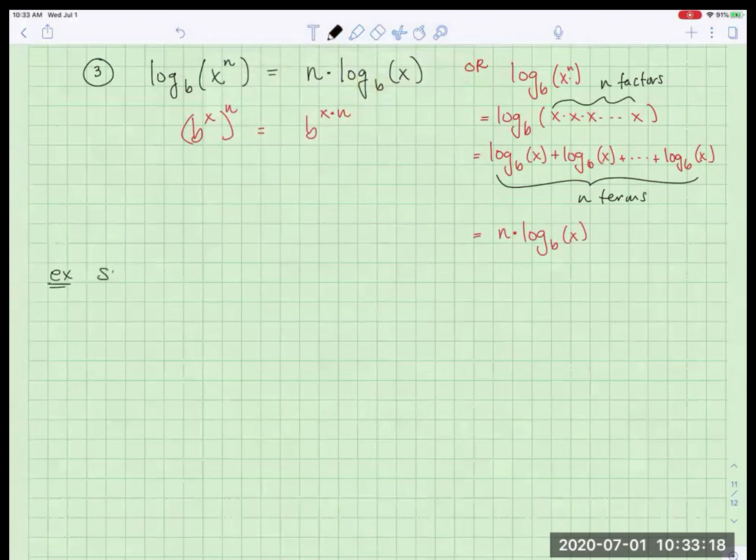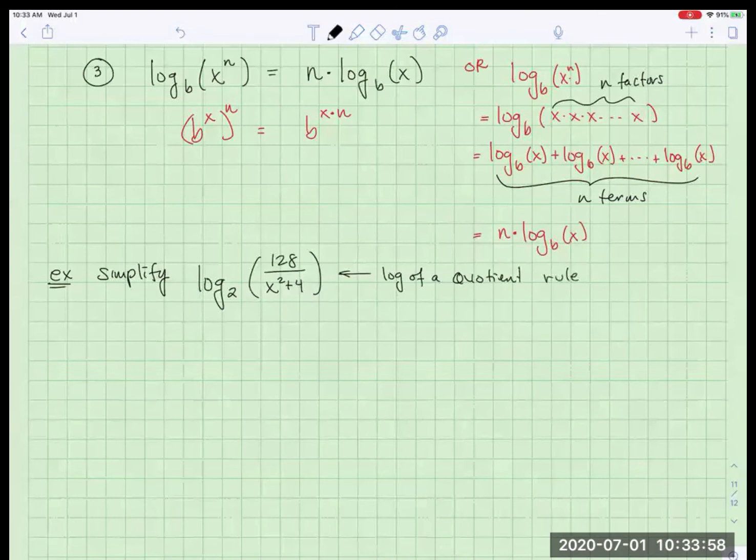Example. Simplify the following. Let's see here. Log base 2 of 128 over x squared plus 4. So we're going to do the best of our ability to simplify this. One thing that we can do is we can note that this is the log of a quotient, and we can use rule 2 here.